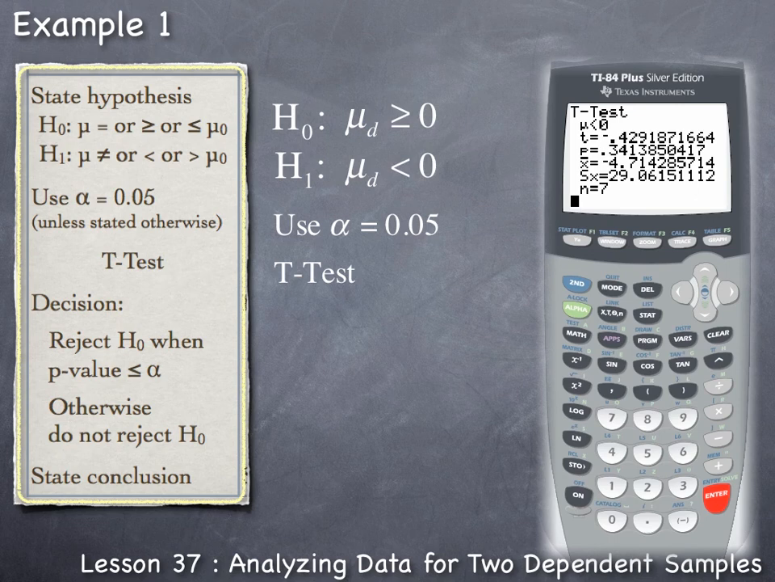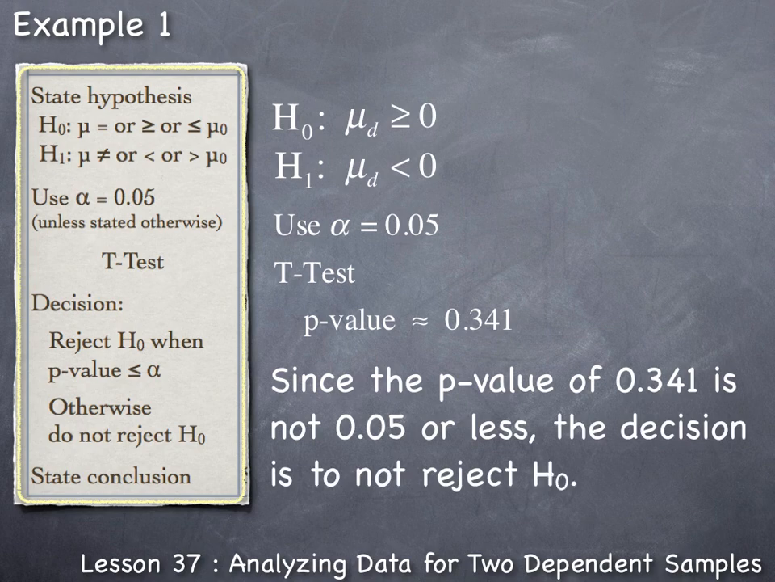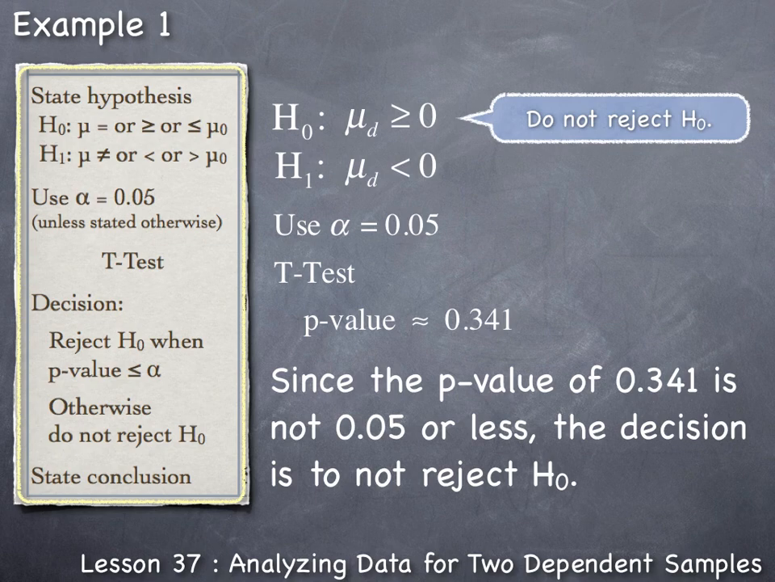press enter. And amongst all the different results the t-test command gives us, the one that we need is the p-value, the one that says p equals. So here, rounding off the p-value to the nearest thousandth, we get a p-value of 0.341. So now that we have our p-value, we can make our decision. Since the p-value of 0.341 is not 0.05 or less, the decision is to not reject H0. So here we do not have enough evidence to reject H0. So we do not reject H0.